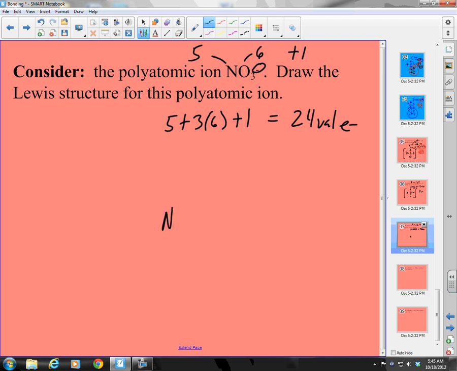We're going to put nitrogen in the middle and surround it with oxygens. Oops. Okay, we'll do it this way. Now what do we do? We want to complete our octets. 1, 2, 3, 4, 5, 6, 7, 8. 1, 2, 3, 4, 5, 6, 7, 8.